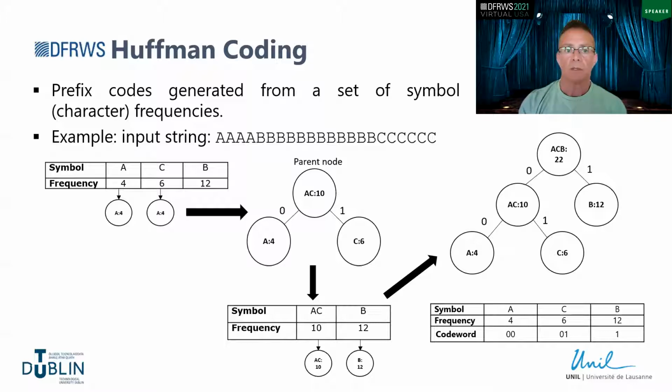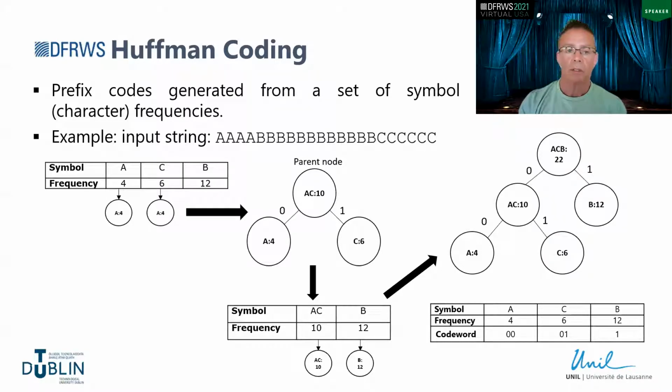To give an example of how it actually works, take a simple string of 22 symbols, 22 characters: A, B, and C. We first of all start off by calculating the frequencies of each. So we've got 4 A's, 6 C's, and 12 B's. The iteration of the algorithm works by removing the 2 lowest frequencies from the set and adding them to a subtree, or creating a subtree.